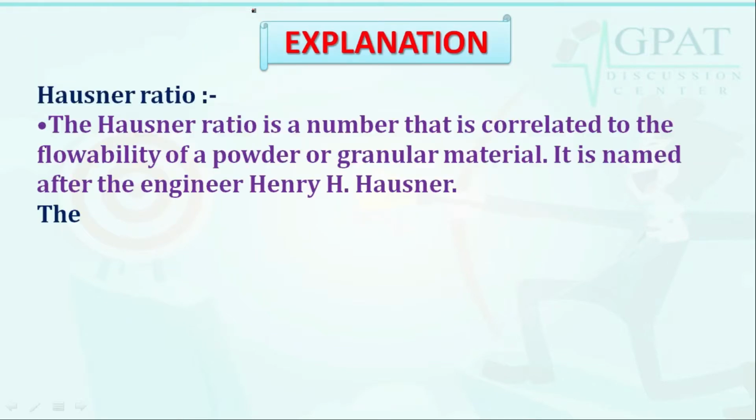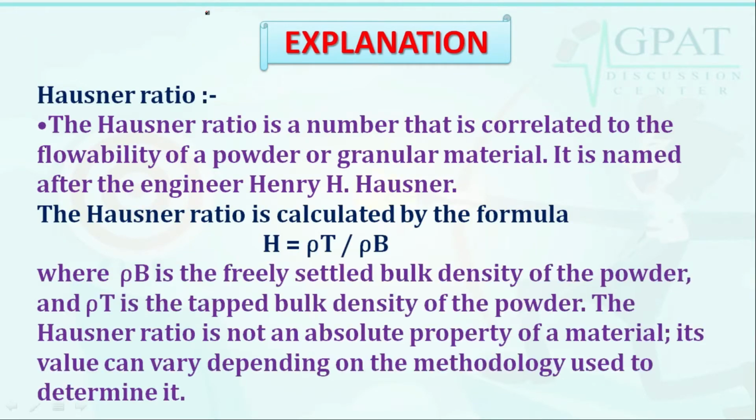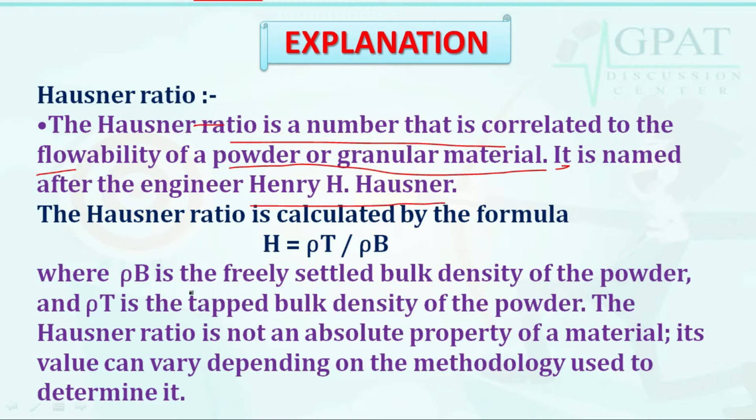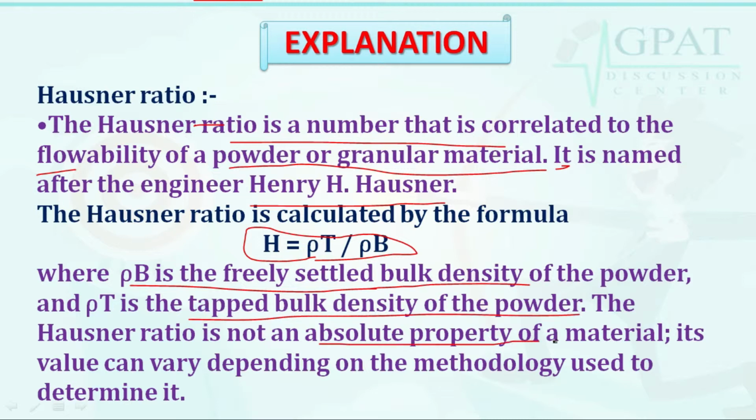So here we have an explanation that the Hausner ratio is a number that is correlated to the flowability of a powder or granular material. It is named after the engineer Henry H. Hausner, and it is calculated by the tap density upon bulk density. So it is a formula where you can just learn that it is the freely settled bulk density of the powder, and it is the tapped bulk density of the powder. So the Hausner ratio is not an absolute property of a material. Its value can vary depending on the methodology used to determine it.